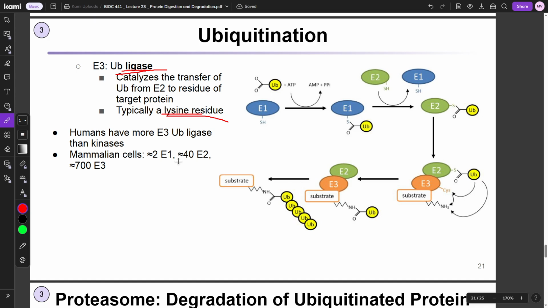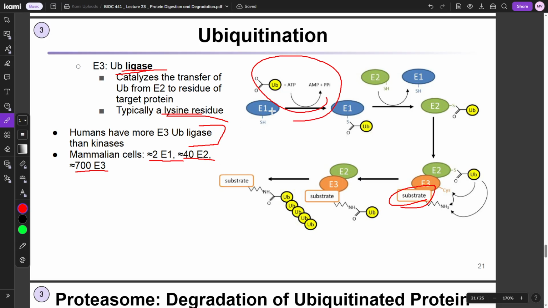And the one thing to keep in mind is this: humans have a lot more E3 ubiquitin ligases than E1 and E2. The ratio is like 700 E3s to 40 E2s to 2 E1s. So there's a bunch of E3s, and that should make sense because these E3s are very specific to their substrate. And there's millions of proteins, right? So E3 is specific to a certain subset of proteins. And so that's why there are so many E3s. E1 and E2 are pretty general purpose.